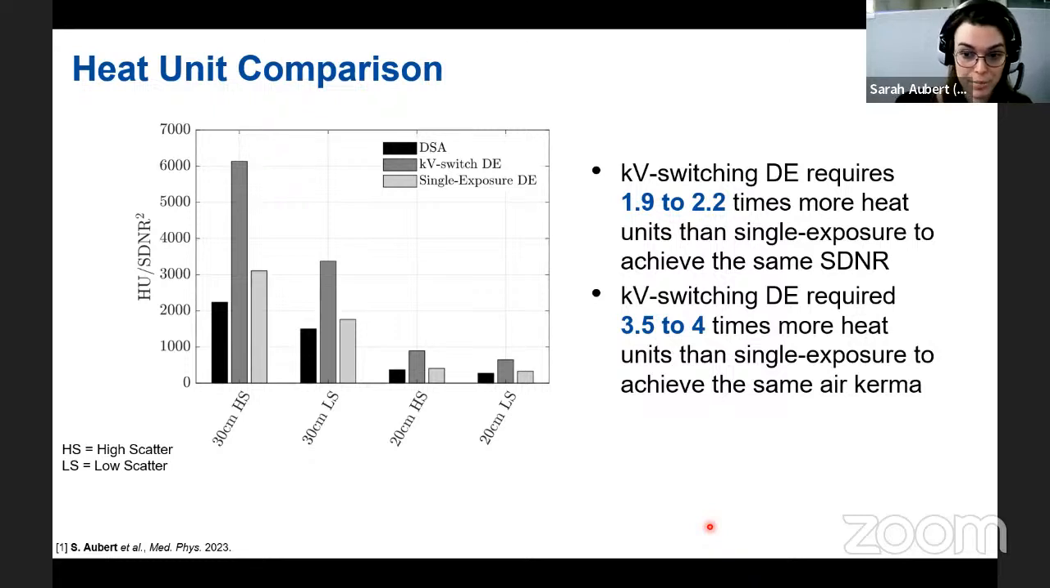Therefore, our proposed single exposure approach is capable of producing images that are 75 to 85% of the quality of that of DSA, while requiring significantly less heat units than conventional KV switching approaches.